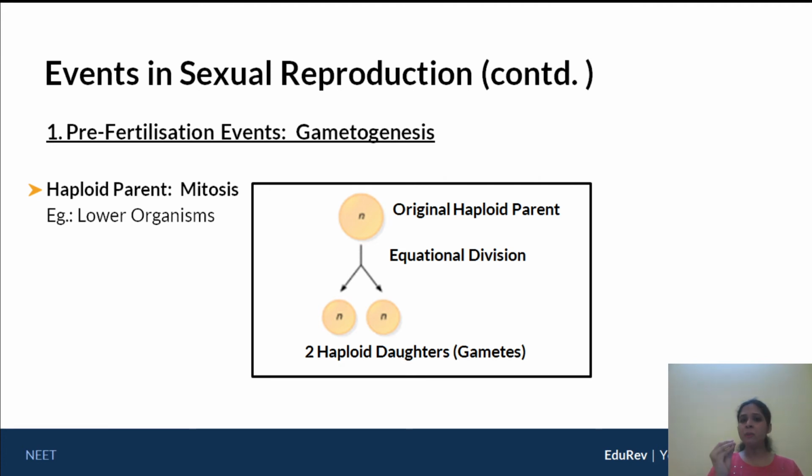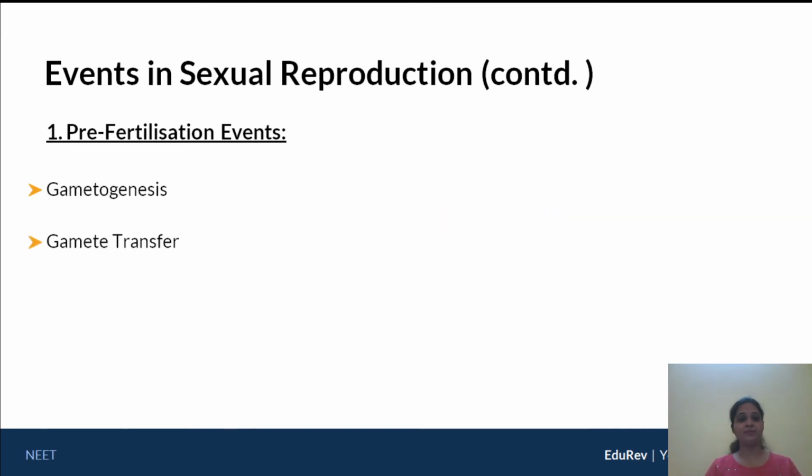So, suppose if the parent is haploid, but I want to result in cells that are also haploid, daughter gametes should also be haploid. The only mechanism available to me is a form of equational division, that is none other than mitosis. So here you can see the haploid parent undergoing mitosis, which is equational division, giving rise to two haploid daughter gamete cells. So I hope you have understood the two types of gametogenesis depending upon what is the ploidy of the parent cell.